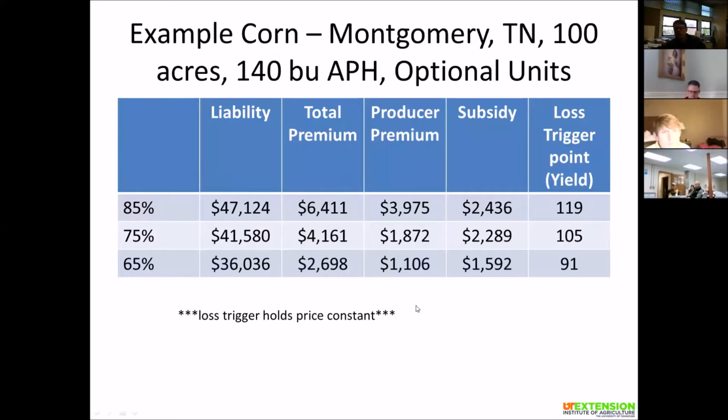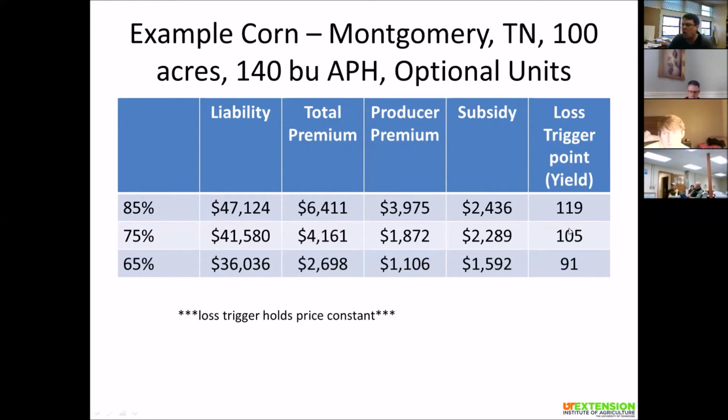If you look, I did a quick example for Montgomery County, Tennessee. This is for corn. It assumes 100 acres and 140 bushel APH. So you can see at 85%, the total liability coverage is $47,124. It decreases as you reduce your buy-up. Your total premium, again, also ends up decreasing. And then the producer share. You can see this ratio of producer share to subsidy is going to be reflective of those percentages.